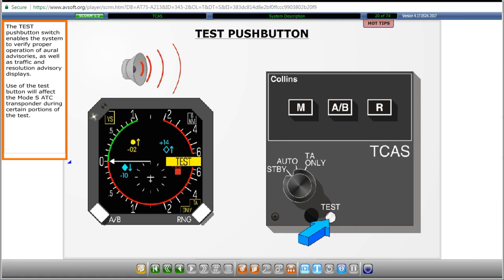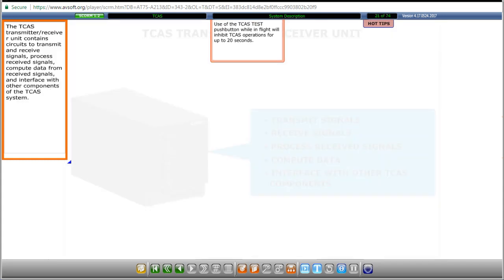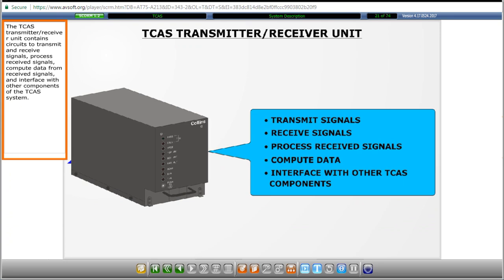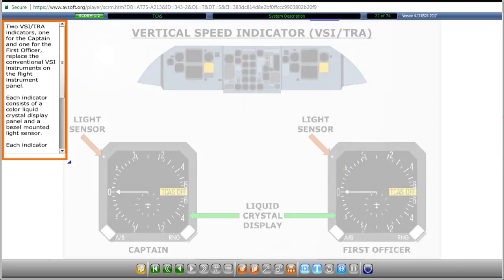The test push-button switch enables the system to verify proper operation of oral advisories, as well as traffic and resolution advisory displays. Use of the test button will affect the Mode S ATC transponder during certain portions of the test. The TCAS transmitter-receiver unit contains circuits to transmit and receive signals, process received signals, compute data from received signals, and interface with other components of the TCAS system.